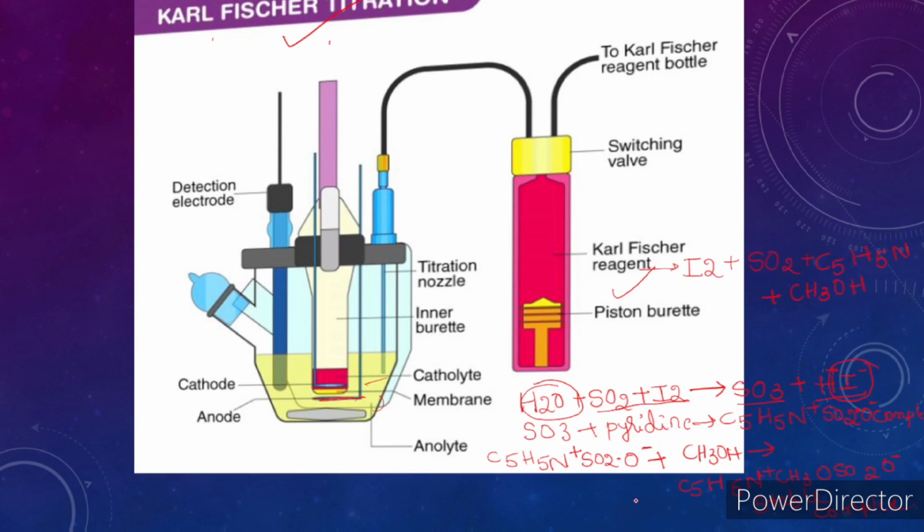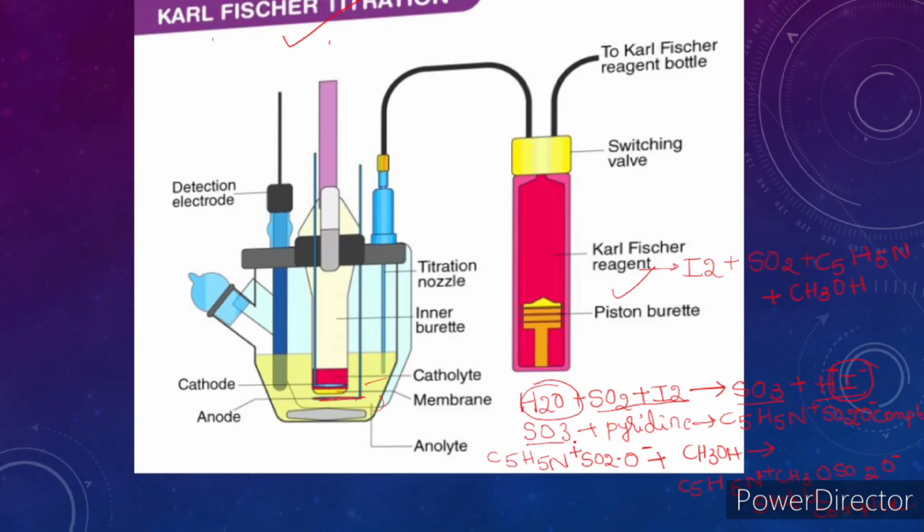At the end point, the water content will be finished by adding the KFR reagent continuously. Then there will be no increment in the current flow. That will be our end point. Basically, the moles of water is directly proportional to the moles of iodine present in the titration.